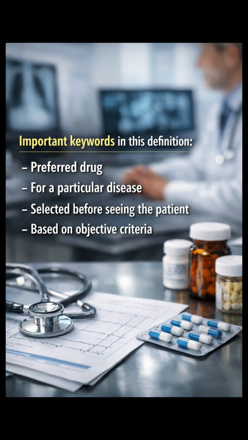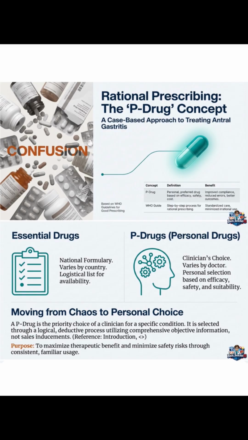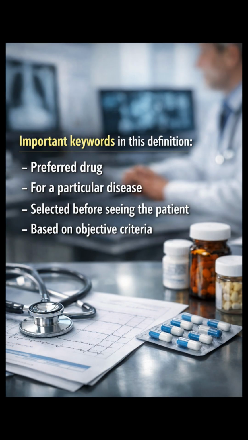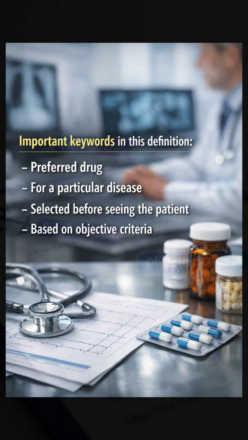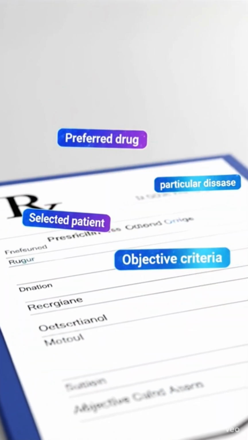Please note the important keywords in this definition. Preferred drug, for a particular disease, selected before seeing the patient, based on objective criteria. These words are extremely important for theory and viva answers.